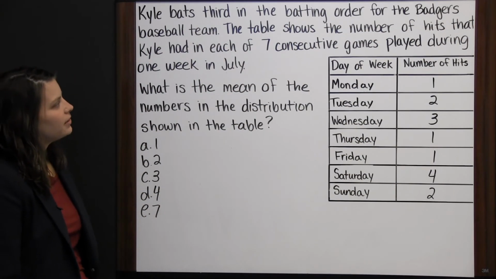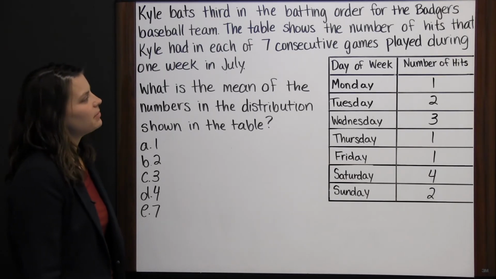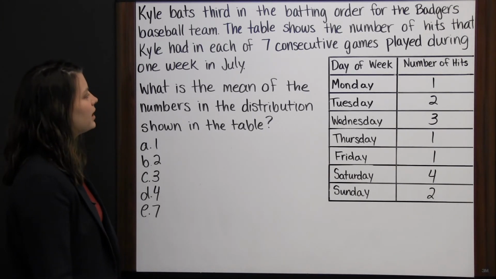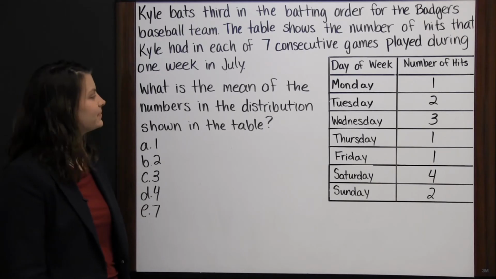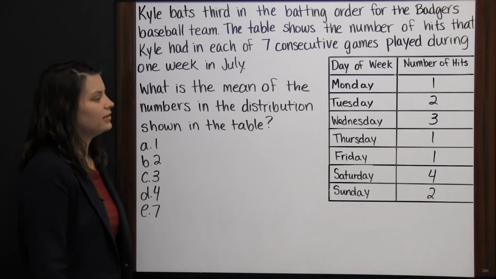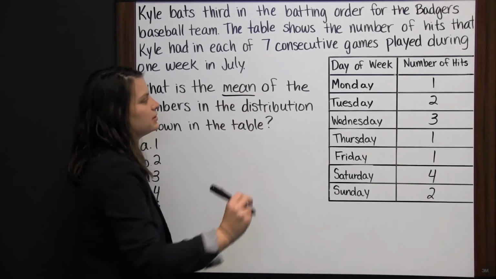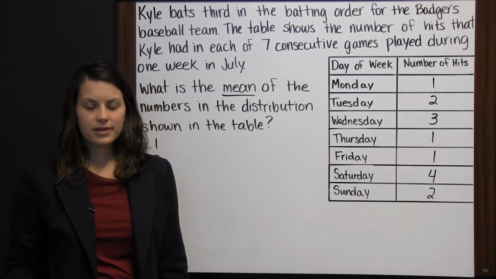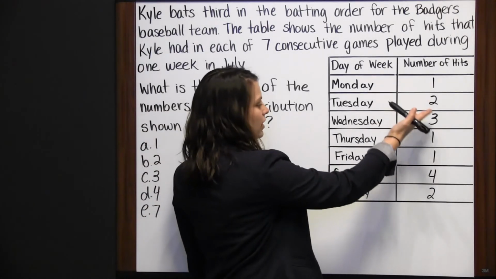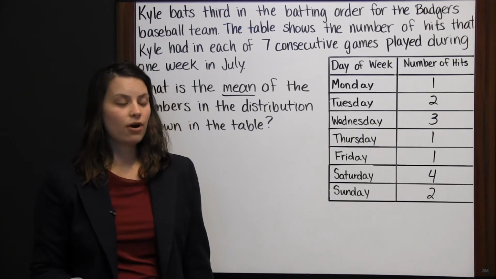Kyle bats third in the batting order for the Badgers baseball team. The table shows the number of hits that Kyle had in each of 7 consecutive games played during 1 week in July. What is the mean of the numbers in the distribution shown in the table? Well, the mean of a set of numbers is the average. And to find the average, or the mean, you must add all of the numbers together and then divide them by the number of numbers there are.